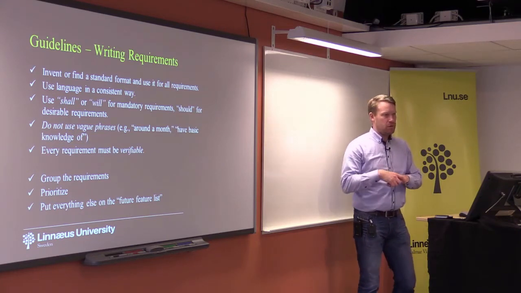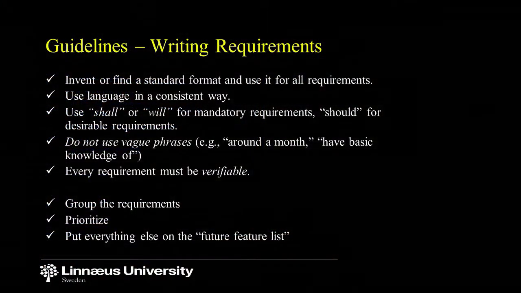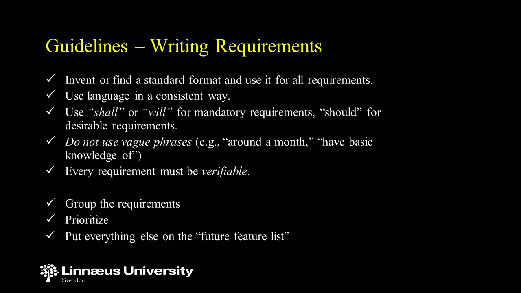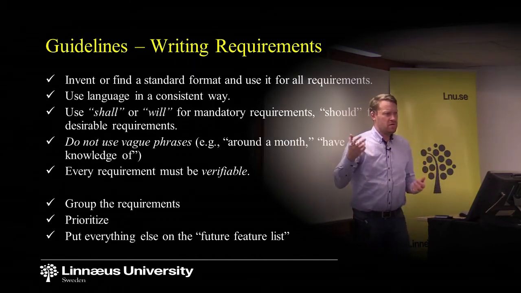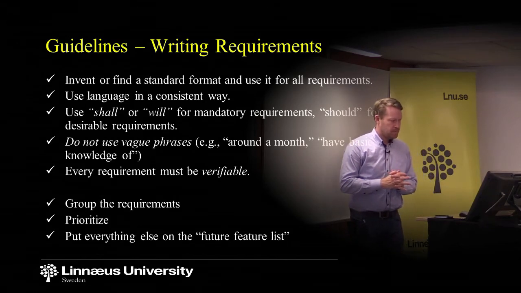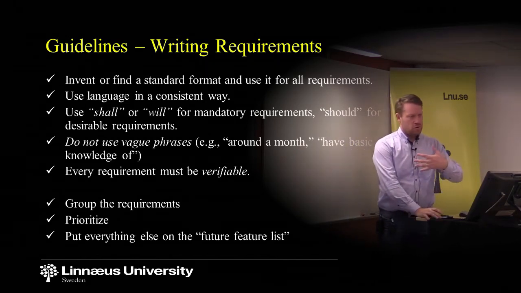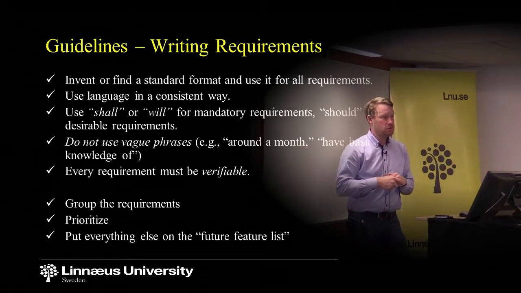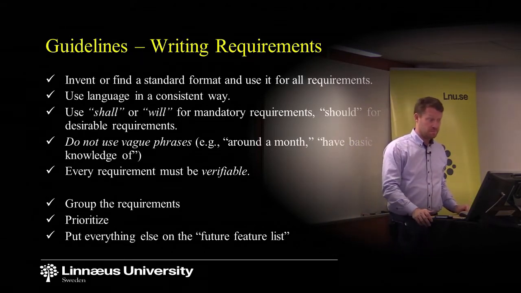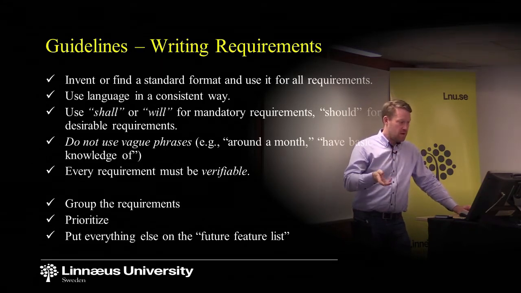When it comes to writing or specifying requirements, the problem is the language. What you saw the other day was, what types of languages do we have? We have natural language, we have formal language, we have different graphical languages on a scale from not very formal to something like an automata, which is a formalism that you can use for verification, for instance. So we have something similar here for requirements. In order to satisfy this list of properties, you have to be a little bit more demanding on the language used. For instance, avoid vague phrases. Around a month, have basic knowledge of.